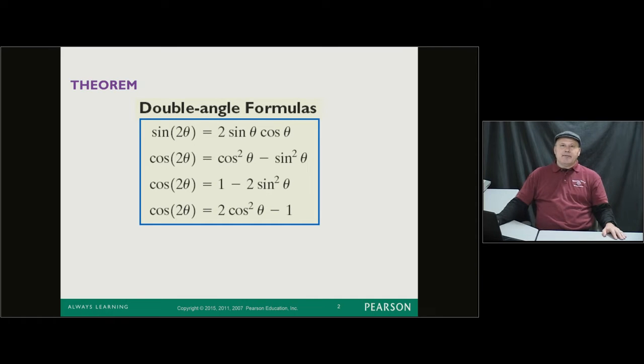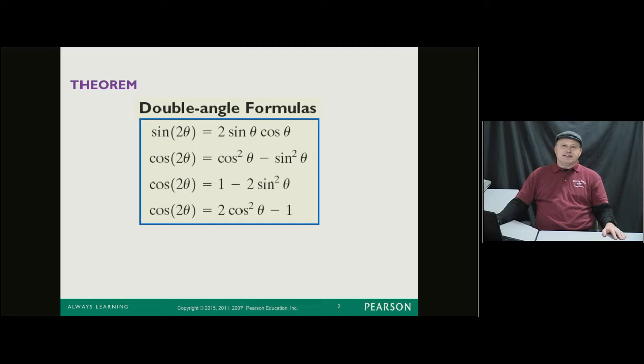Now in the double angle formulas, you might wonder where they come from. It basically comes from the addition formulas. Sine of 2 theta is the same thing as sine of theta plus theta. So you can use the addition formula for the sine, and then it'll come out to be 2 sine of theta times cosine of theta. And similarly, cosine of 2 theta, you can break it up as the cosine of theta plus theta and use the addition formula for cosine. And then you'll get that first one, cosine squared of theta minus the sine squared of theta.